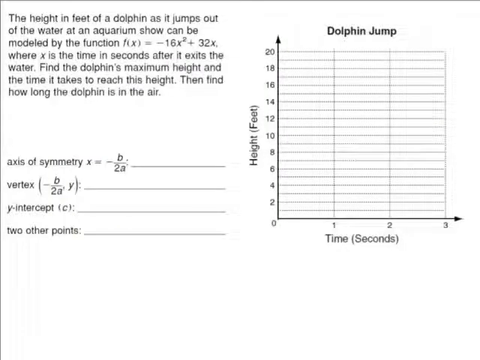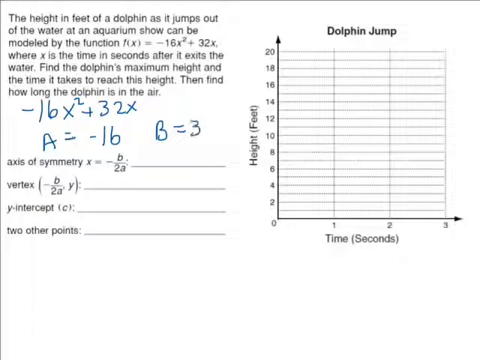Alright, last example that we're going to do is this problem. We've got negative 16x squared plus 32x. We know that A is negative 16. We know that B is 32. And we know that C is 0. Okay, I'm going to move through this pretty quick.